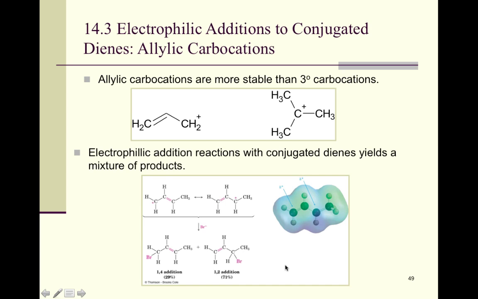Electrophilic addition reaction with conjugated dienes yields a mixture of products. In this reaction, we see we have a primary carbocation, and through resonance our carbon-carbon double bond is going to shift to form a secondary carbocation. Now, the secondary carbocation is going to be more stable, so it'll be in greater abundance. Let's take a look at what products can form when we bring bromine in. When bromine comes in, and we have a primary carbocation, did you notice that we get about 29% in the 1,4 addition, versus when we have the secondary carbocation, we get a 71% yield.